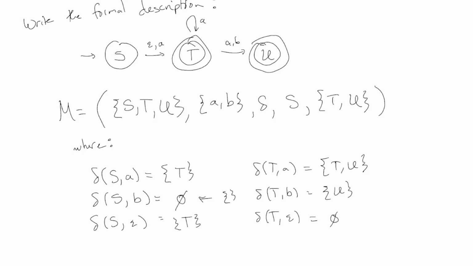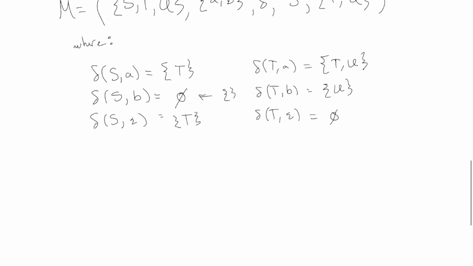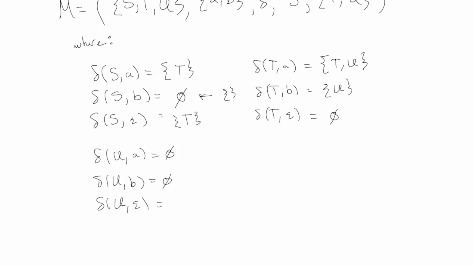And then finally, the U arrows. And actually, there are no arrows at all outgoing from U, and so those are all going to be empty sets. So delta of UA is the empty set. Delta of UB is the empty set. Delta of U and epsilon is the empty set. There you go. That's because there are no arrows outgoing from U. So I got to put empty sets everywhere.